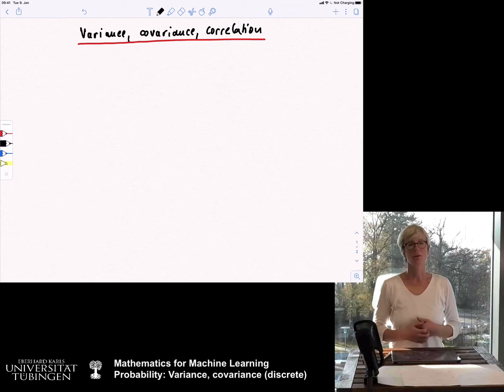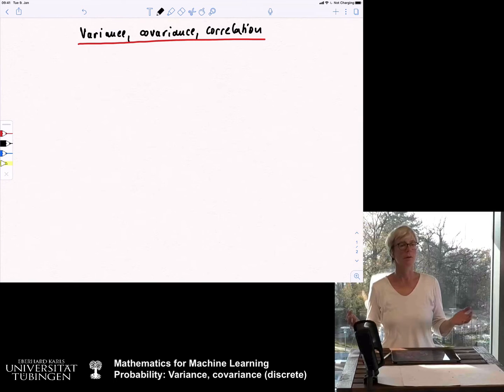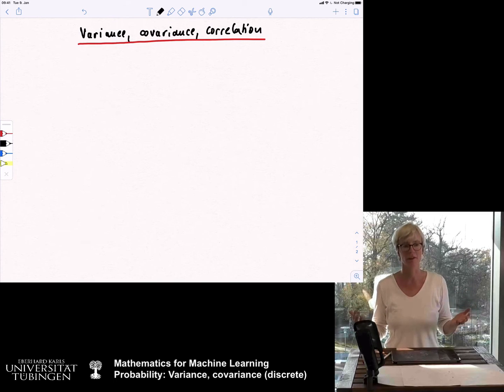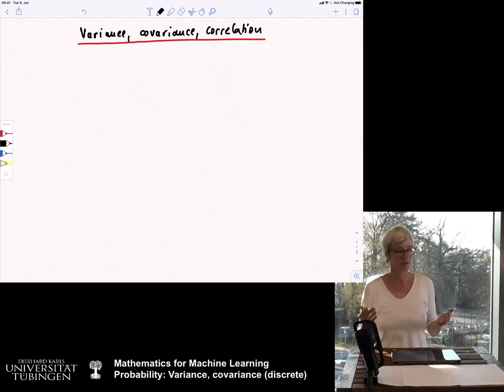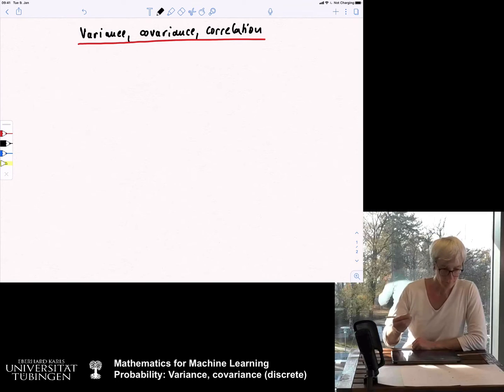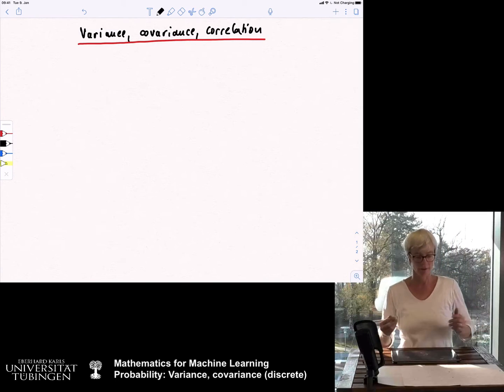The simplest such tool is the variance, and later in the lecture we are also going to see more elaborate concepts like concentration inequalities, but that comes much later. So let us now introduce the variance of a random variable. And as before, we do it in the discrete case first.